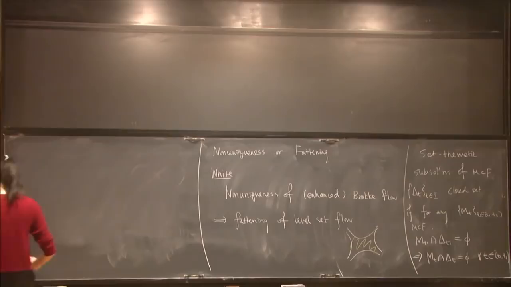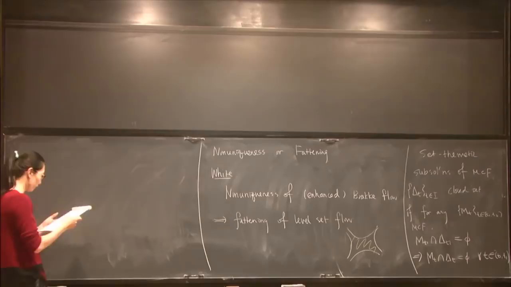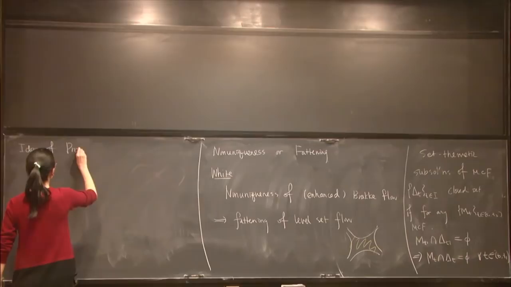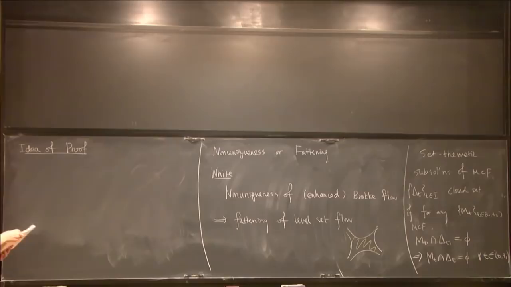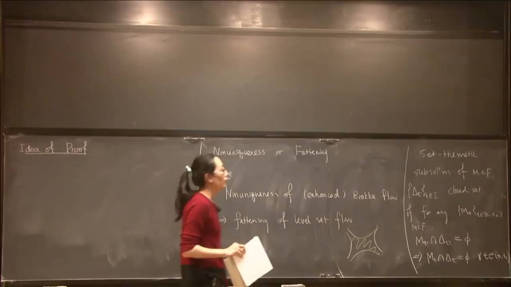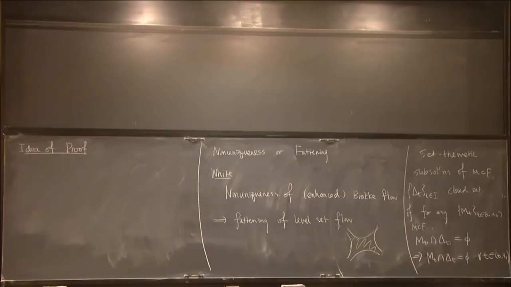Okay, so as I said, here we're going to basically use a minimizing procedure to construct this pair of disks, and then use some continuity method to construct the annular.